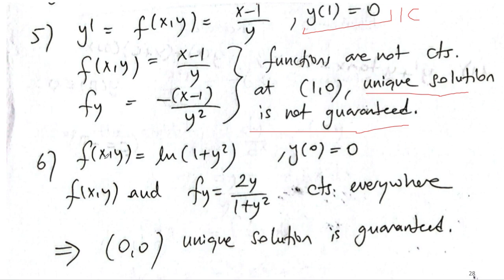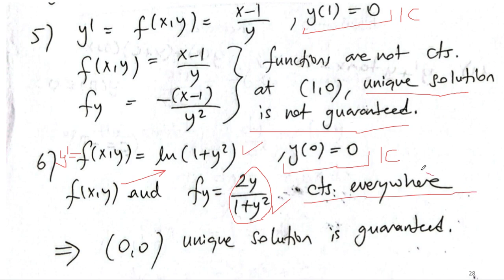Okay, one more example. f equals ln of 1 plus y squared. Again, this is y prime equals f. The initial condition is given here, x equals 0, y equals 0. So this is our f, and the derivative of f with respect to y is what we get. The denominator is always okay. Here for y squared, again, this is also okay. So this is continuous everywhere, including this initial condition. Therefore, a unique solution is guaranteed. No problem.